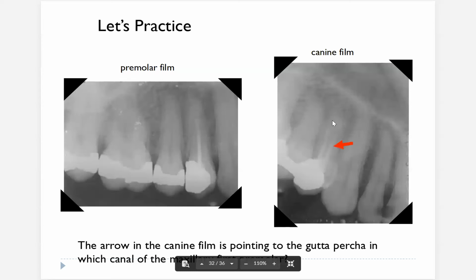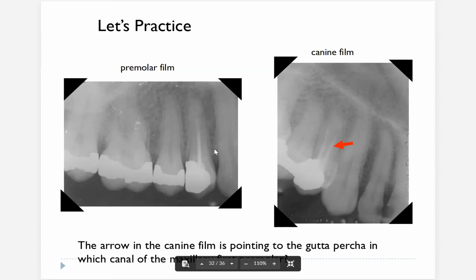And so if we look at this picture, I'm trying to think of what I will use. The arrow in the canine film is pointing to gutta percha. In which canal is it pointing to? And we can see our cusps and everything. This is our baseline film, and everything is sort of going straight up and down.